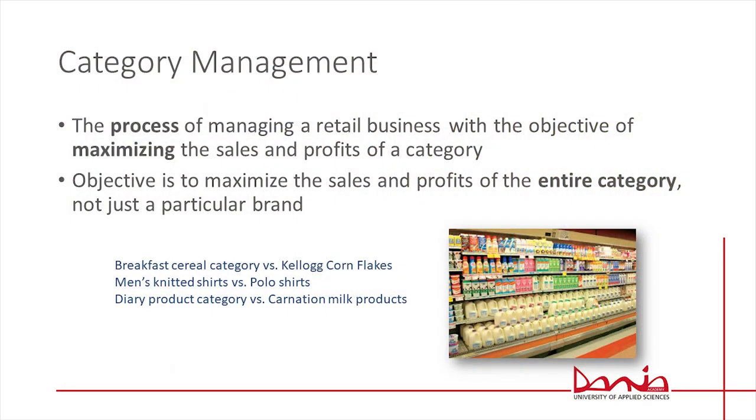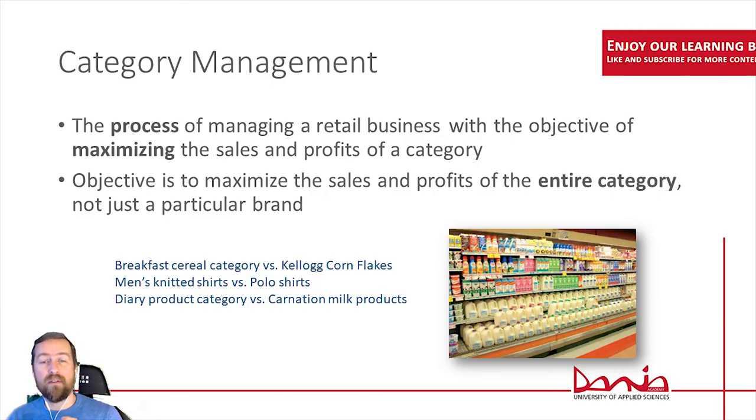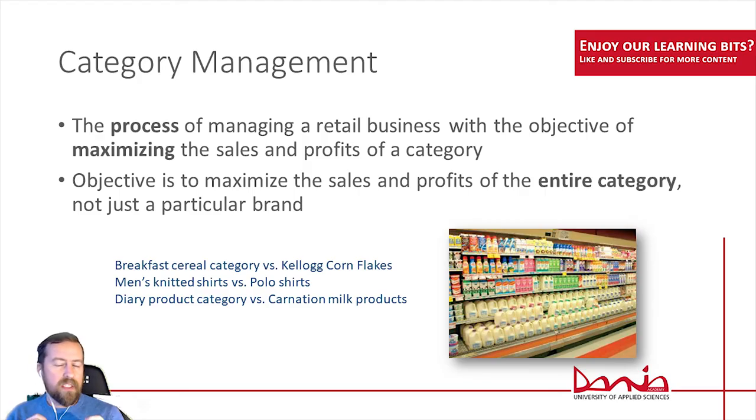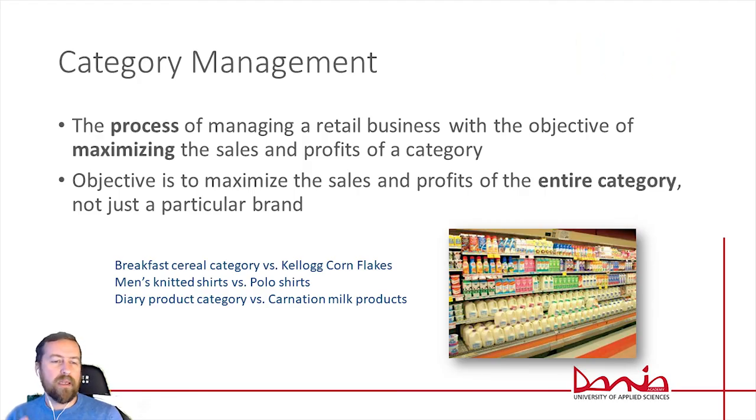All right. So if we're looking at the management of the process, this is where we're going into the retail business. We're looking at it with the objective of maximizing the sales and profit of a category. And this is a little bit different. This is where things might get a little bit confusing, because here we're looking at the profits for the entire category. So you have different types of products, different vendors, and you want to get the most out of your shelf space. So profit per centimeter is one of the key metrics here.